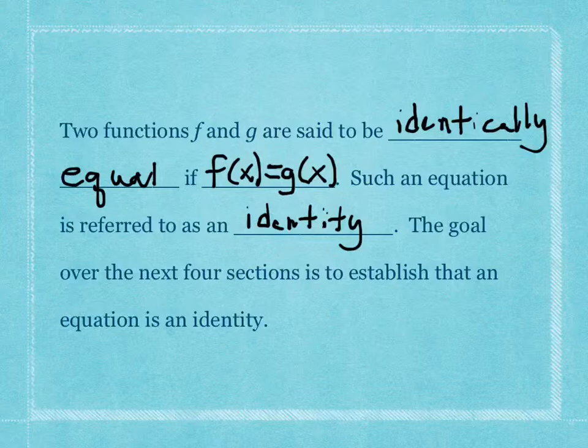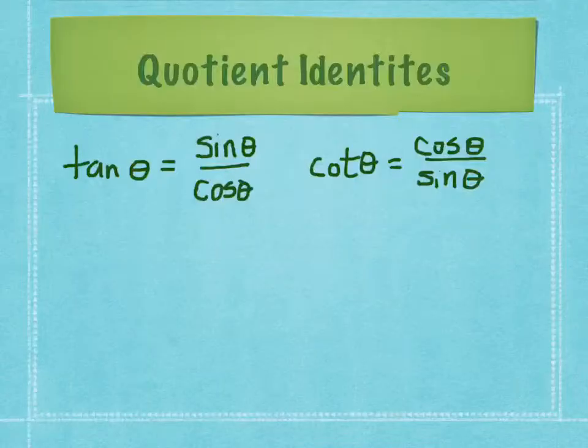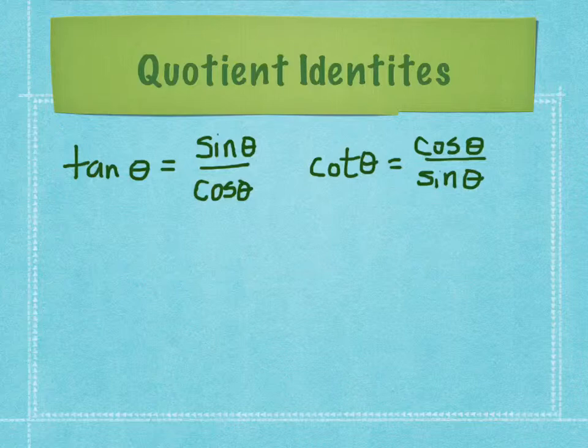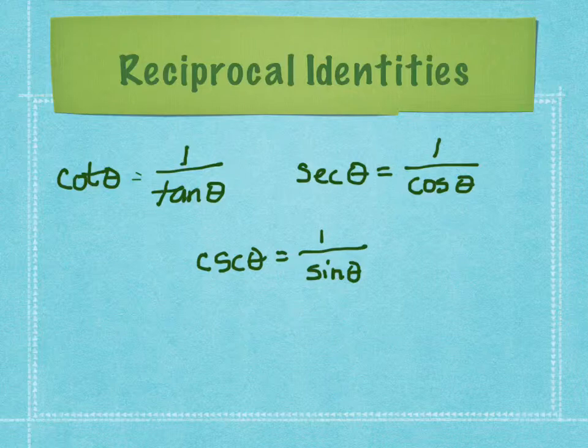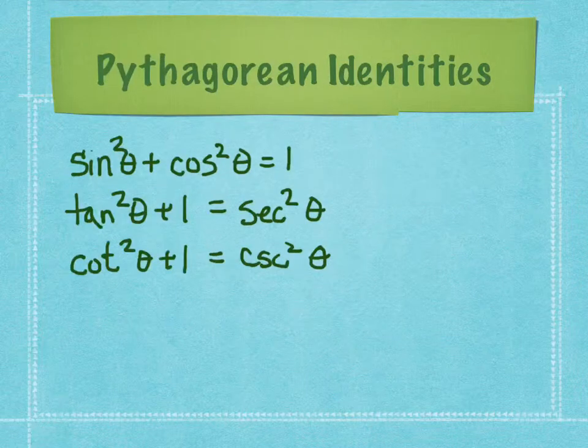In order to do that, we need some of the identities you've seen before, although we haven't called them that. The first ones we're going to talk about are the quotient identities. You guys remember these, right? Tangent is sine over cosine, and cotangent is cosine over sine. Then the reciprocal identities, which we've been using quite a bit, and in fact you used them in just the last section. Cotangent is 1 over tangent, secant is 1 over cosine, and cosecant is 1 over sine.